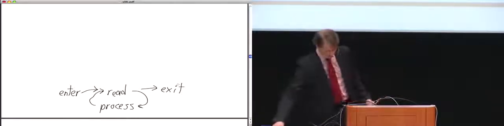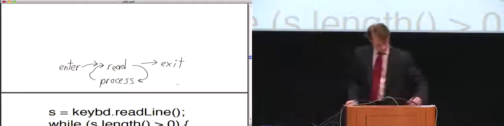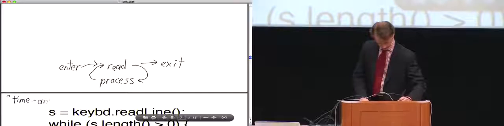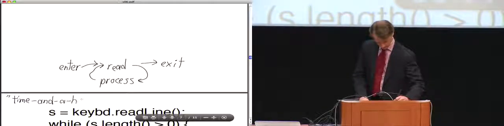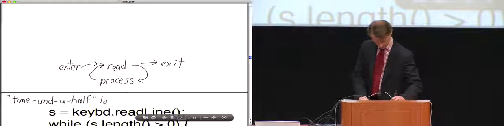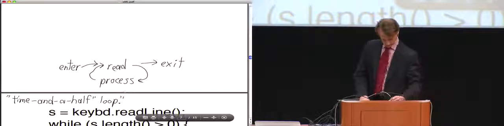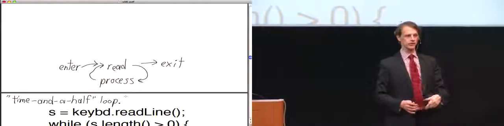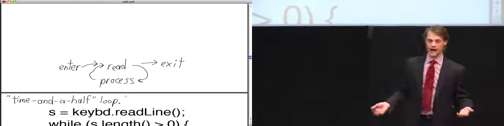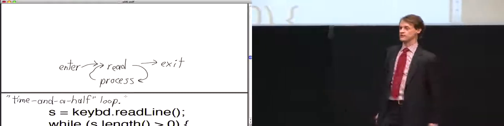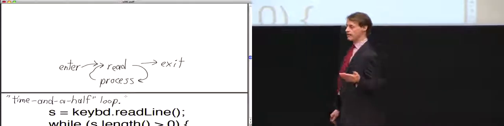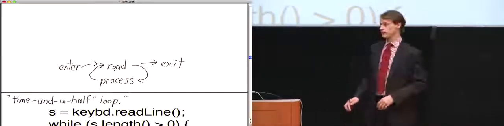So the entry point and the exit point of the loop are not naturally aligned with each other. So when you want to do this, you're trying to get something called a time and a half loop. The reason it's called a time and a half loop is because you literally want to run the loop 1.5 times, or 3.5 times, or 12.5 times. You want to run the entire iteration a certain number of times, and then the final iteration, you want it to stop early.